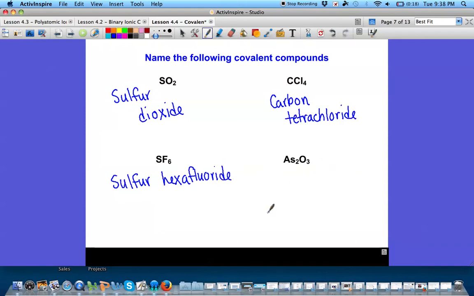And then As2O3, this is diarsenic trioxide.